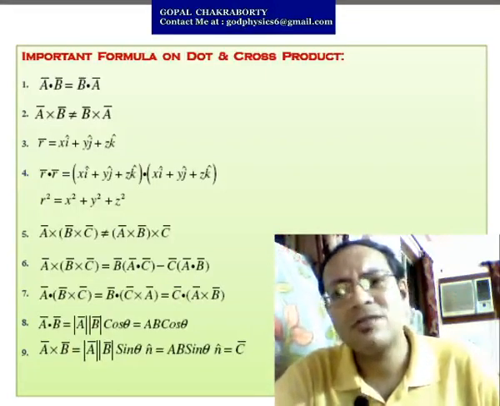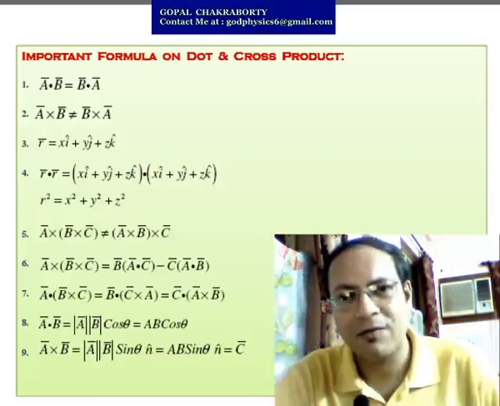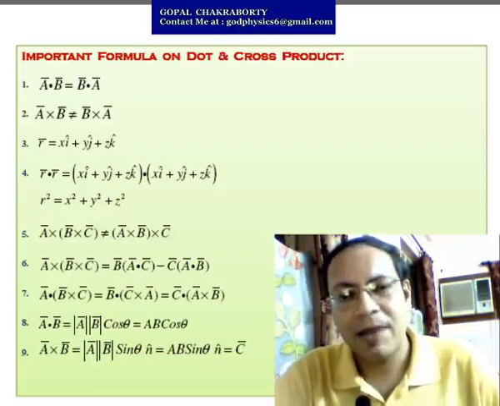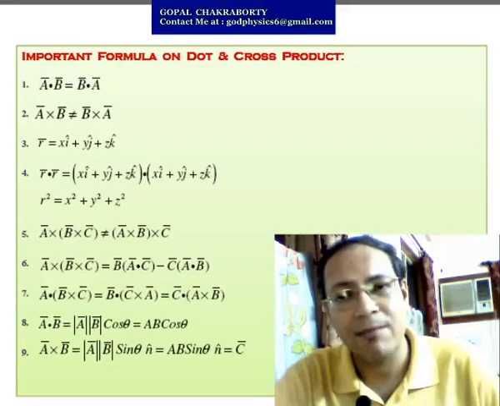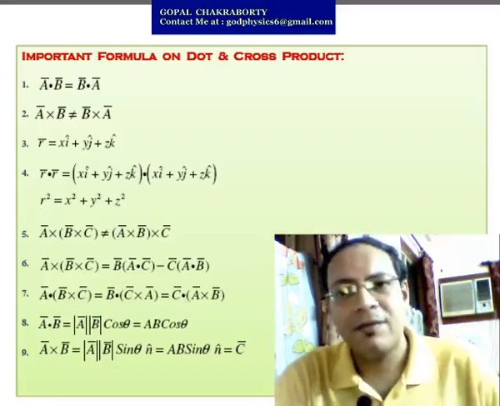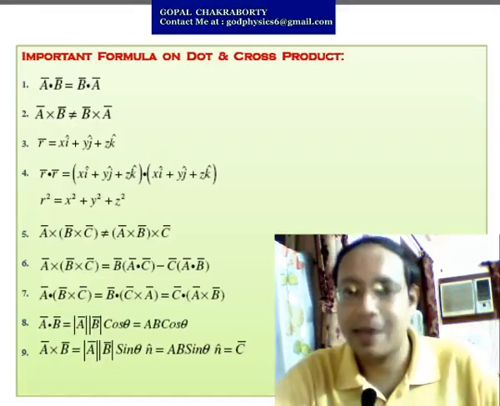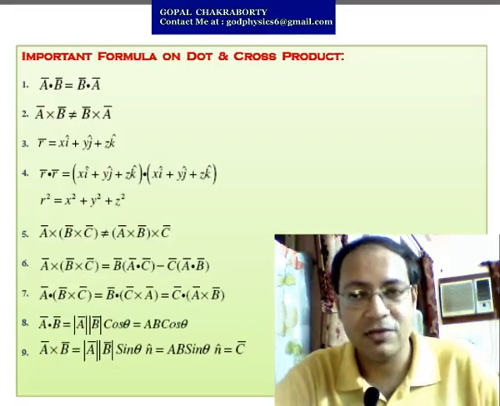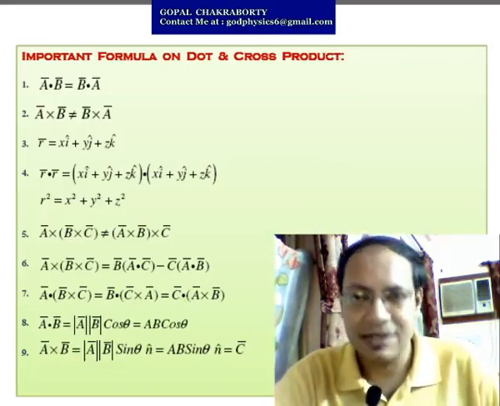So the first one is A dot B equals B dot A. That means the dot product will give you the same value if you interchange the vectors. But in the case of the cross product, it is not equal. Third one is the positional vector. The value is R equals x i cap plus y j cap plus z k cap. Fourth, R dot R will give you R square. From there you can easily find the magnitude of the positional vector, which will be R equals under root x square plus y square plus z square.